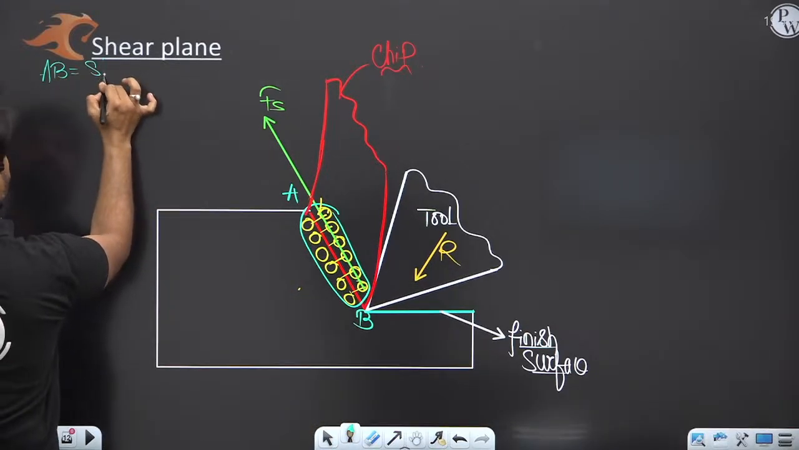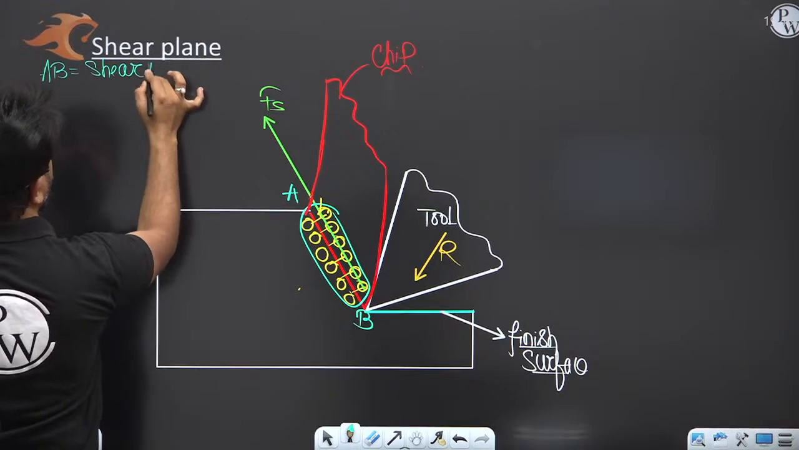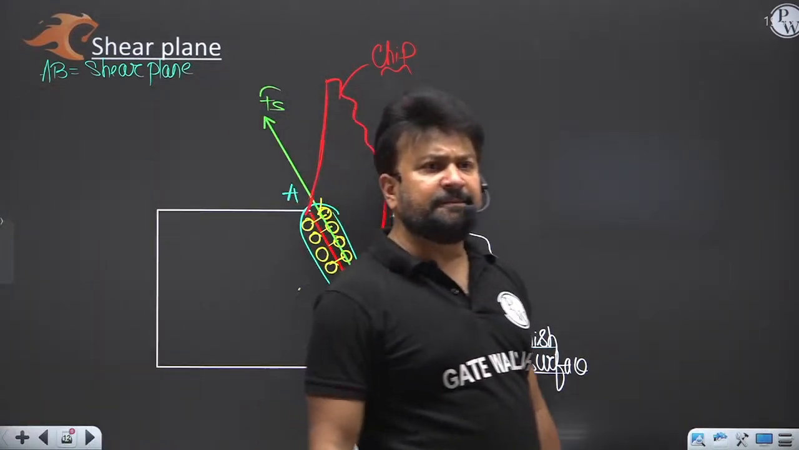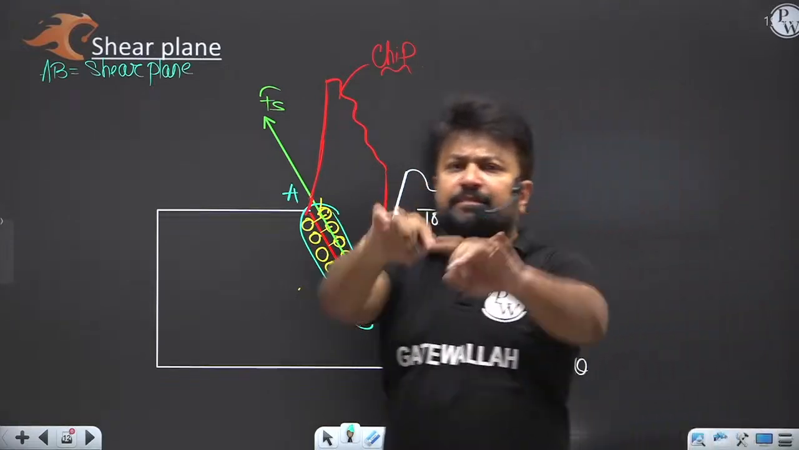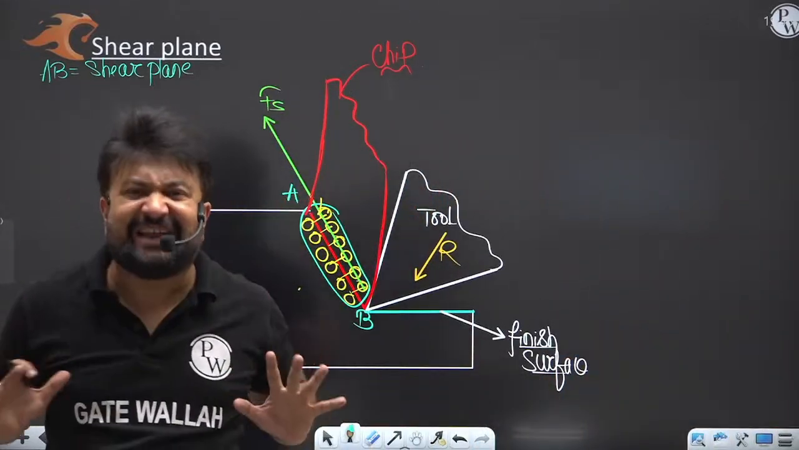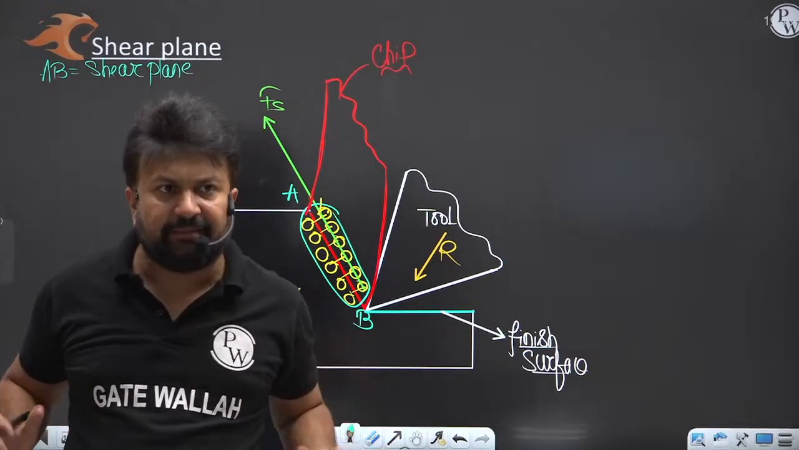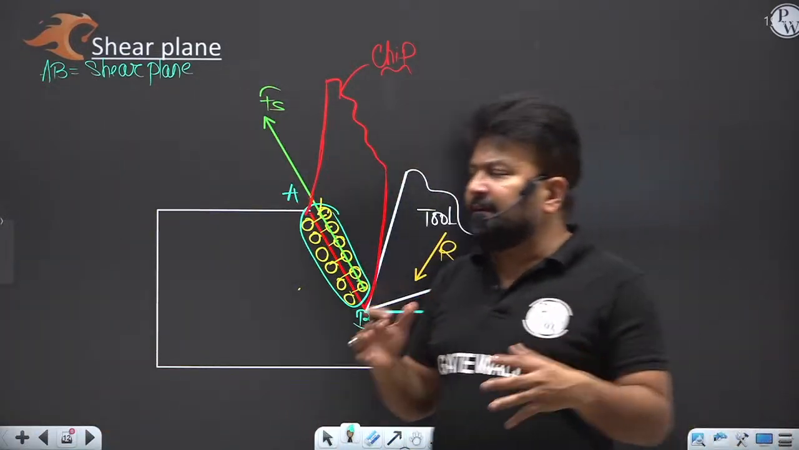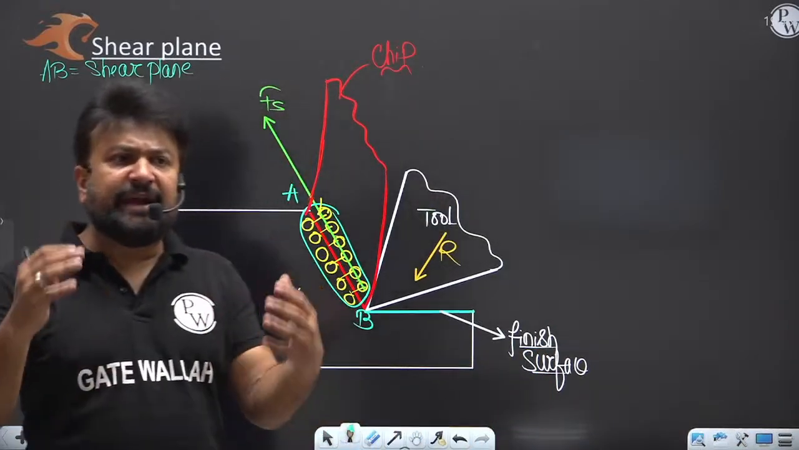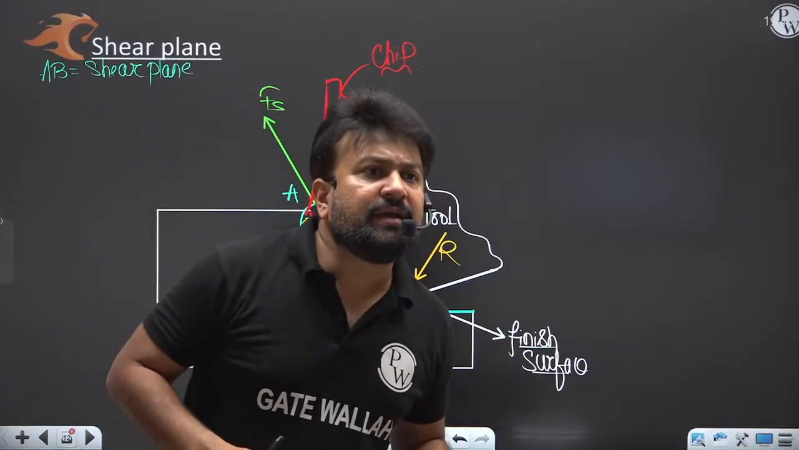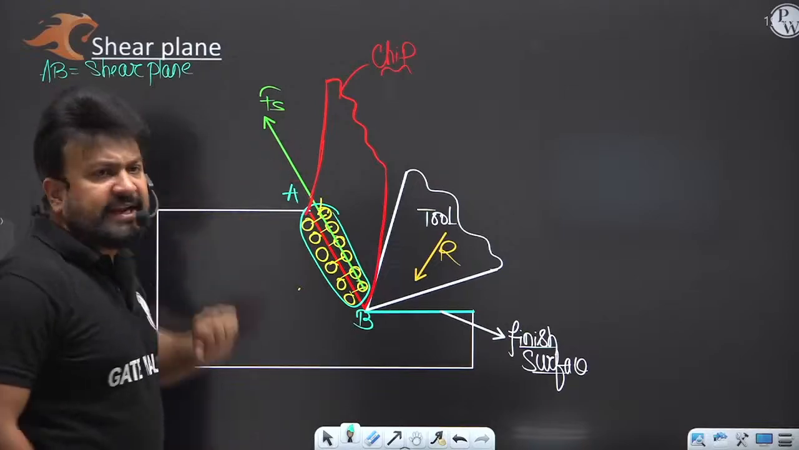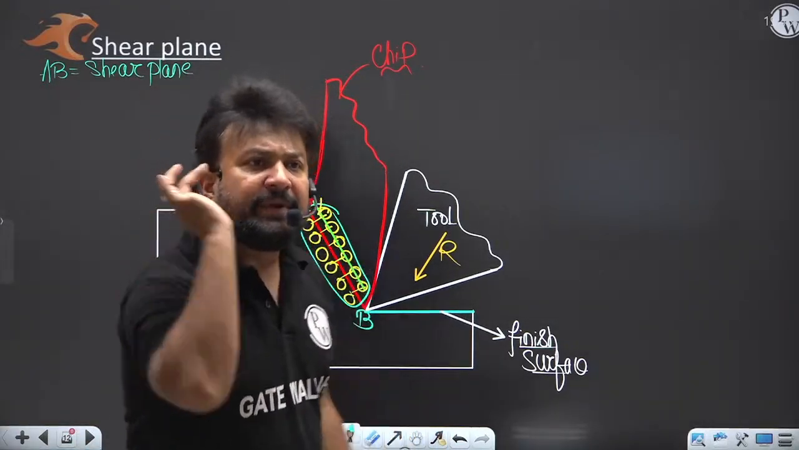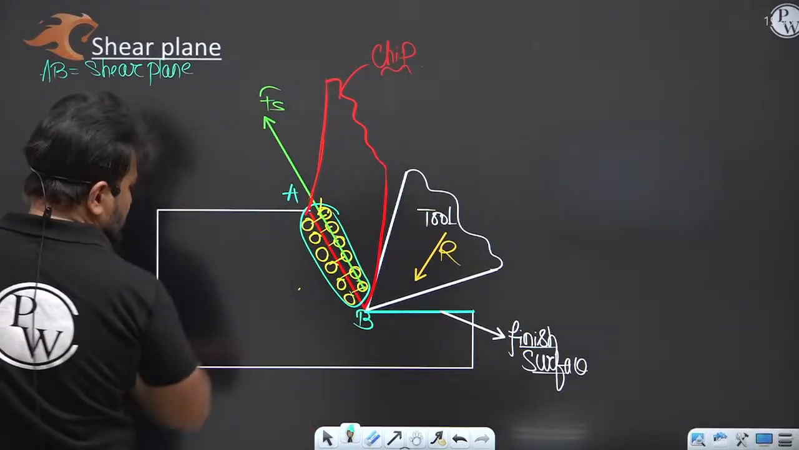This is your shear plane. Can anybody tell me another name of this plane? The other name of shear plane is primary deformation zone.